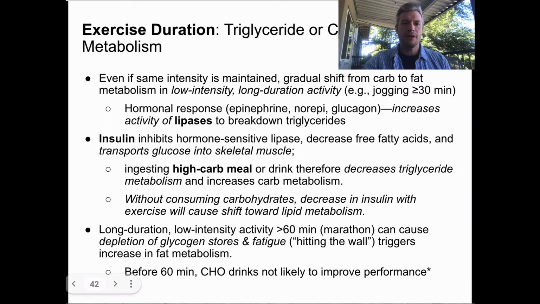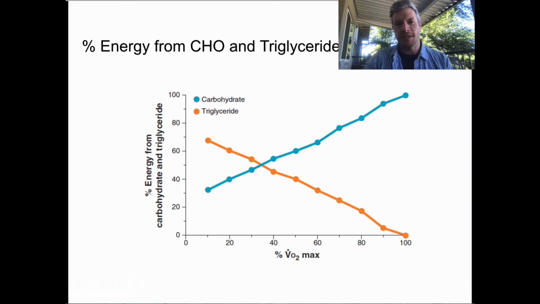Okay, so we spoke about intensity and duration. Let's see how that's represented. I really like this. I'll explain the axes and then explain what's going on in the graph. On this side we have percentage of energy from carbohydrates and triglycerides, 0 to 100%. You can't have more than 100%, and these two will add up to 100% based off of their use.